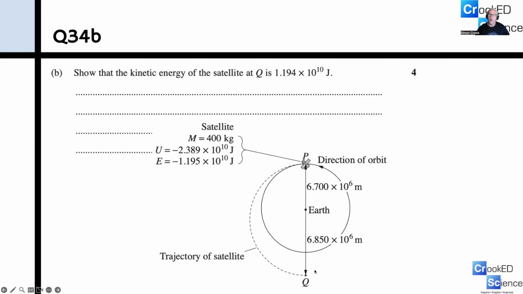I'm actually going to take a different tack. I'm going to assume that the diagram is correct, but I'm going to show what the values should be. I'll also later on show how we can actually determine what that angle is, where Q would be for this kinetic energy and for this distance.